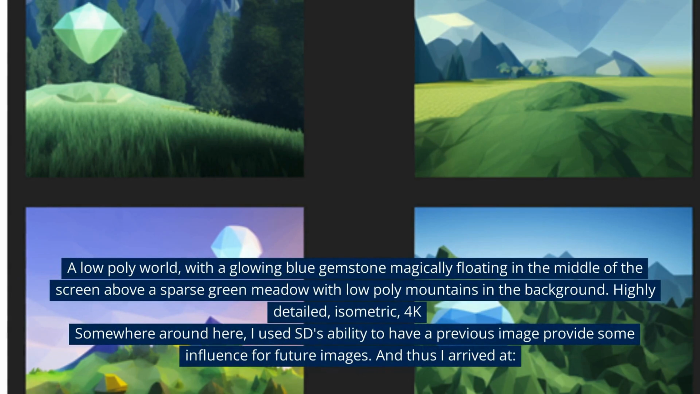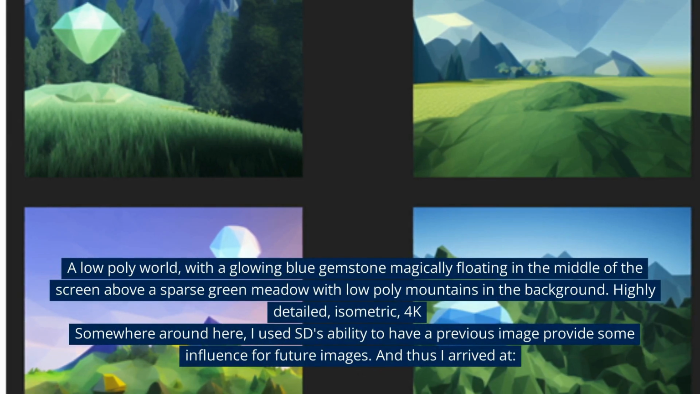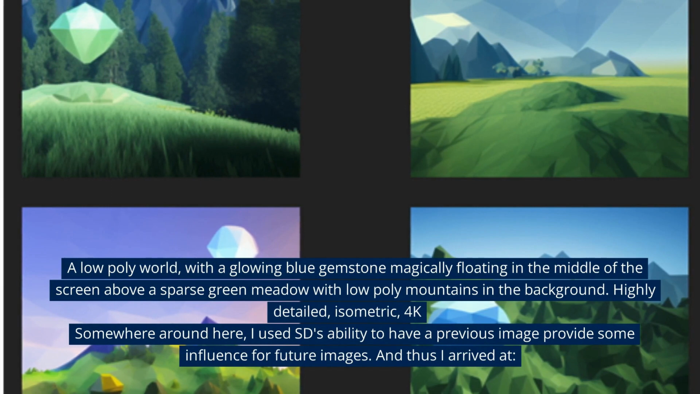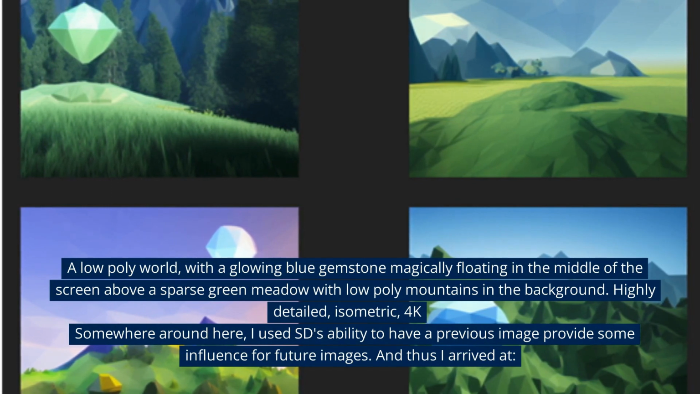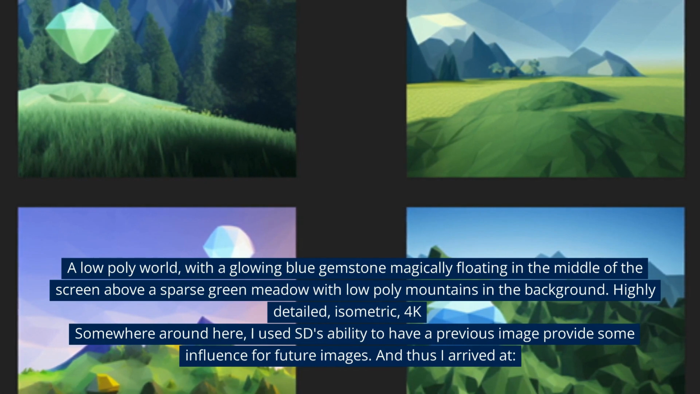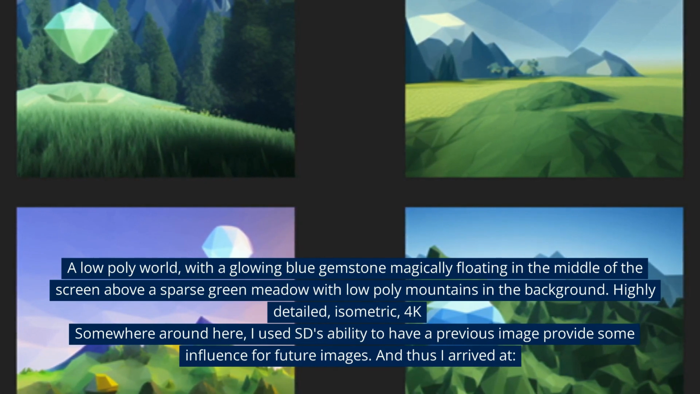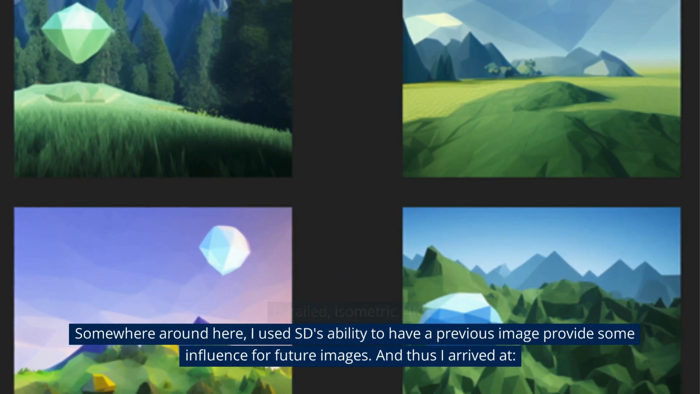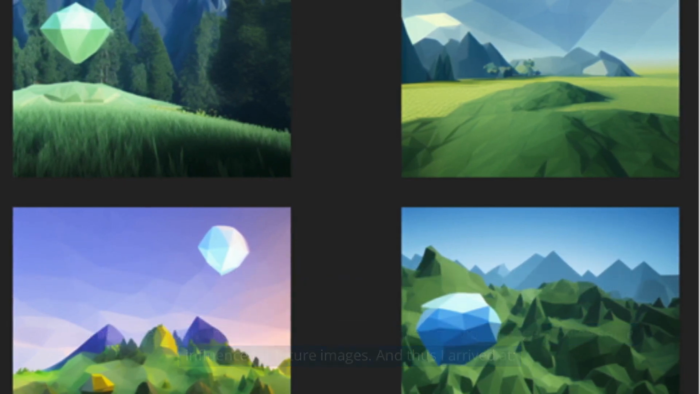"A low poly world, with a glowing blue gemstone magically floating in the middle of the screen above a sparse green meadow with low poly mountains in the background. Highly detailed, isometric, 4K." Somewhere around here, I used SD's ability to have a previous image provide some influence for future images. And thus I arrived at this.